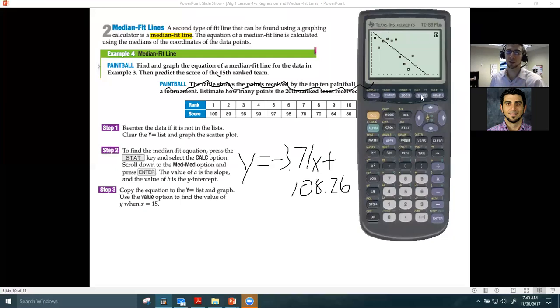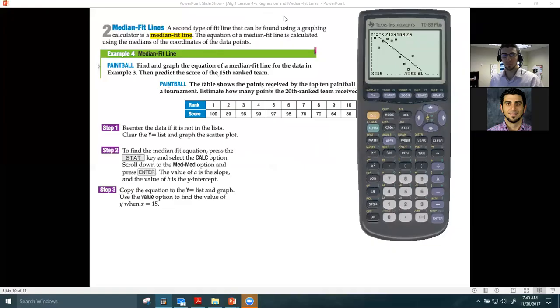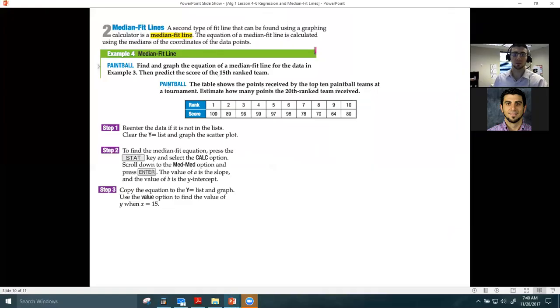So second, calculate. Number 1 is the value. Put in 15, and the score for the 15th ranked team is predicted to be 52.61. So y is approximately 53 for their score. Okay? All right, pretty good. 53 points. Notice the equations for the regression line and the median fit line are very similar.